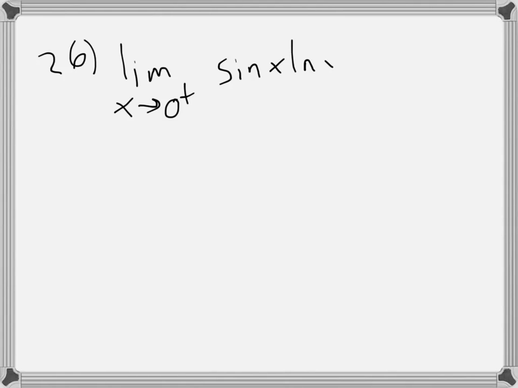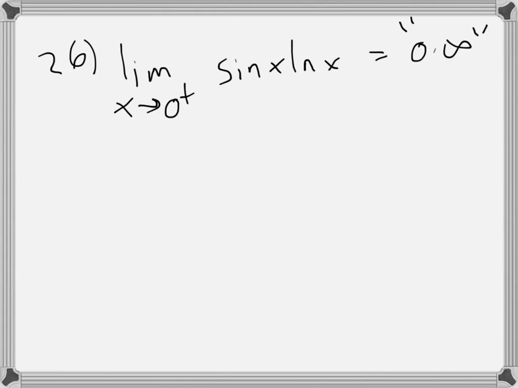So now let's do a problem with a product. So the most common one is probably when you see trig functions. So for example, 26 here. This is the limit as x goes to 0 from the right of sine x ln x. And if I plug in 0, sine goes to 0, but ln, as you go to 0 from the right, is going to negative infinity. So that's basically the form 0 times infinity, which is indeterminate.